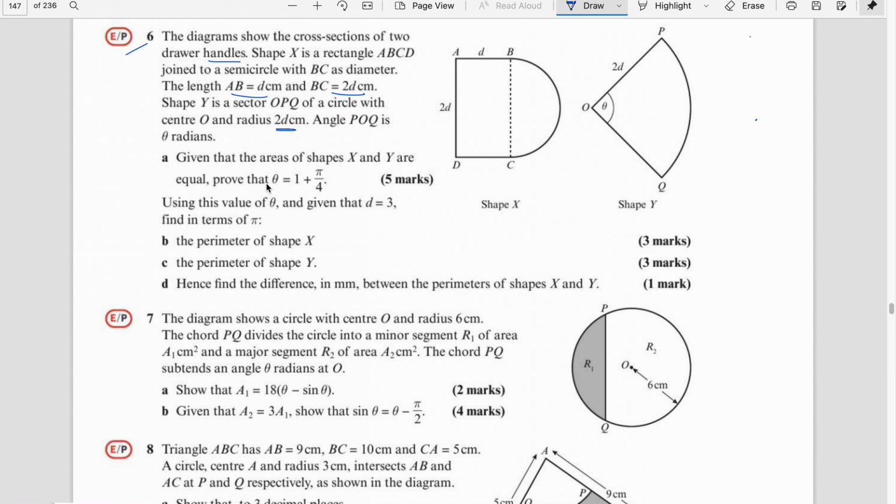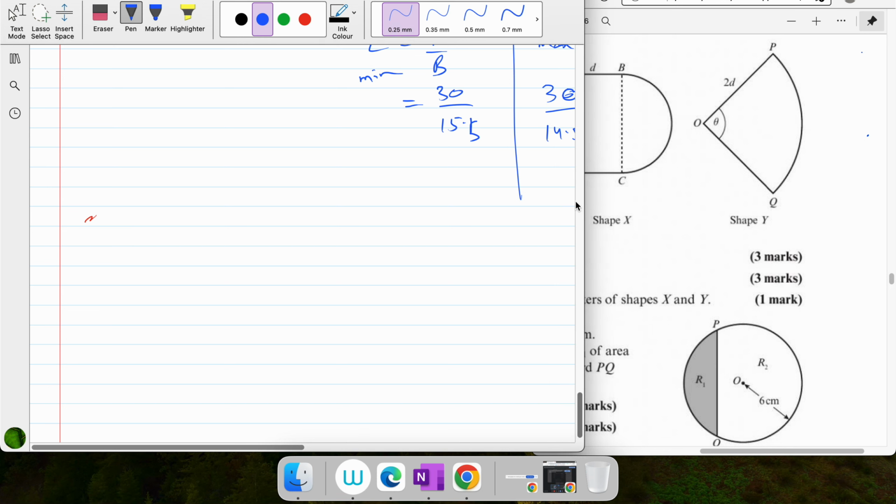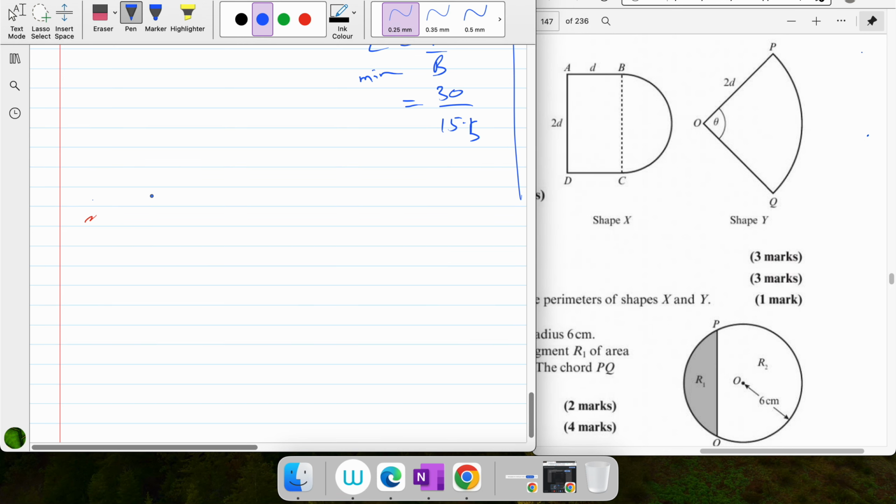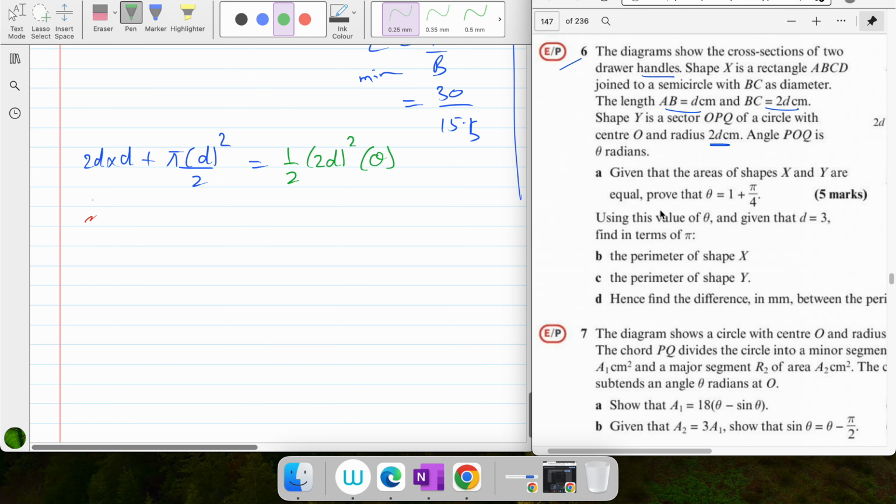So if we have equal areas, let's say the area of shape X, which is 2d times d for the rectangle plus half of the semicircle, that is pi r squared over 2, and that equals the other side, which is 1 by 2 r squared theta. We have to show that theta is equal to this, so I'm going to make theta the subject of the formula.